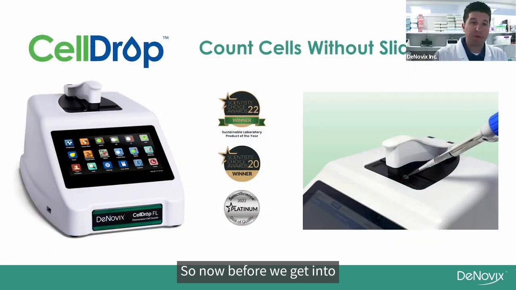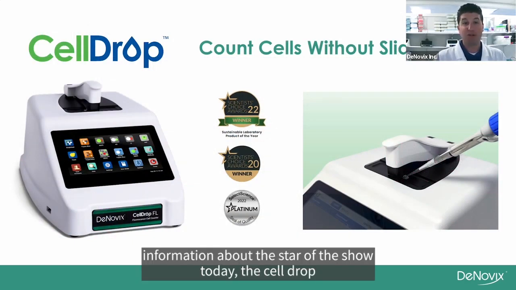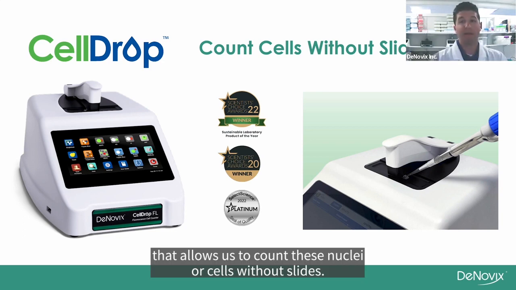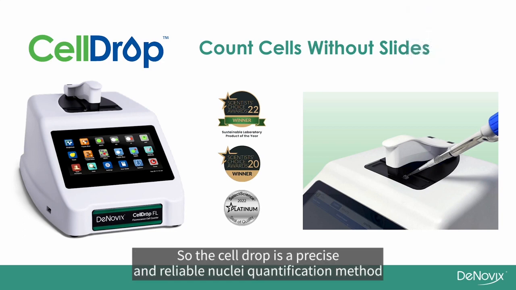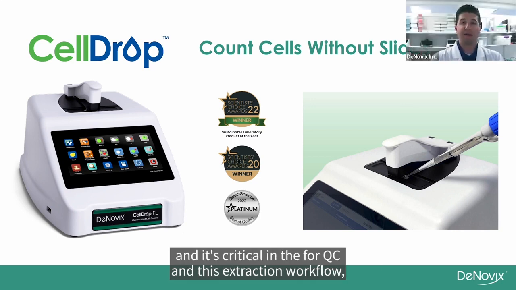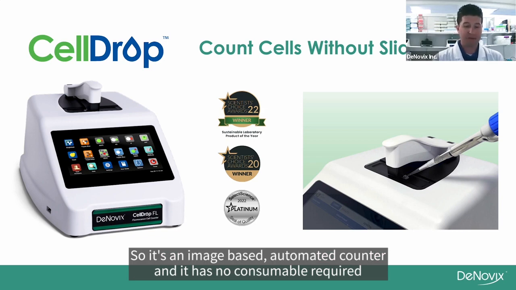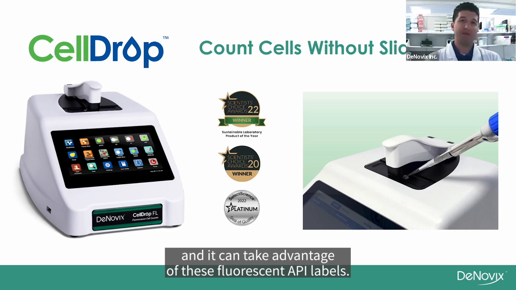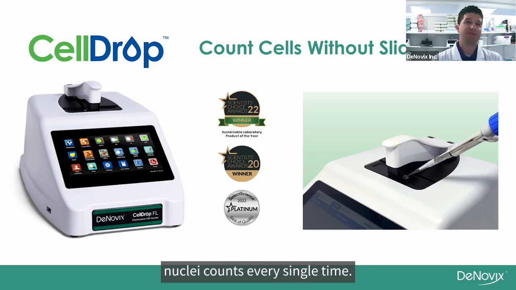So now, before we get into the actual quantification, I'd like to give you a little bit of information about the star of the show today, the Celldrop, that allows us to count these nuclei or cells without slides. So the Celldrop is a precise and reliable nuclei quantification method, and it's critical for QC in this extraction workflow. It's an image-based automated counter, and it has no consumable required. And it can take advantage of these fluorescent AOPI labels. It's to provide fast, reliable, and precise nuclei counts every single time.